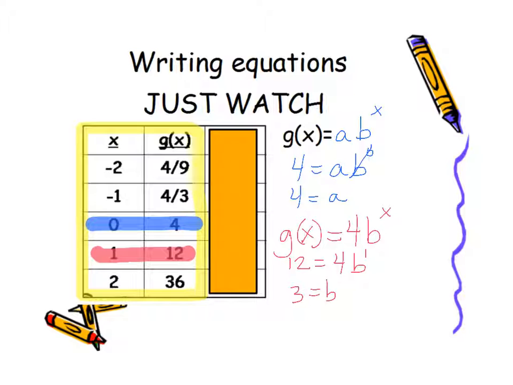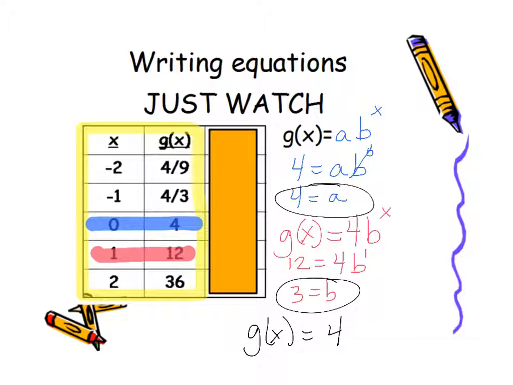Now, if I had used a different point from the table, for instance, if I had used this one, I would have plugged a 2 in for the x, which would have gotten me a b squared, and somewhere along the line I would have had a square root both sides. By choosing the 1, I don't have to mess with it. At this point, I know what a equals, and I know what b equals. Let's write the function. G of x is equal to 4 times 3 to the x. That's the function that represents our exponential table there.